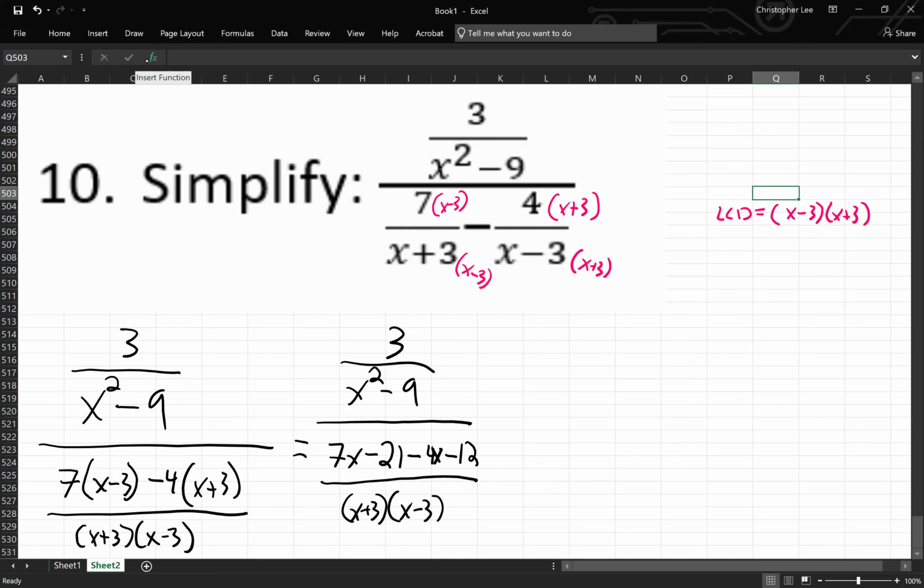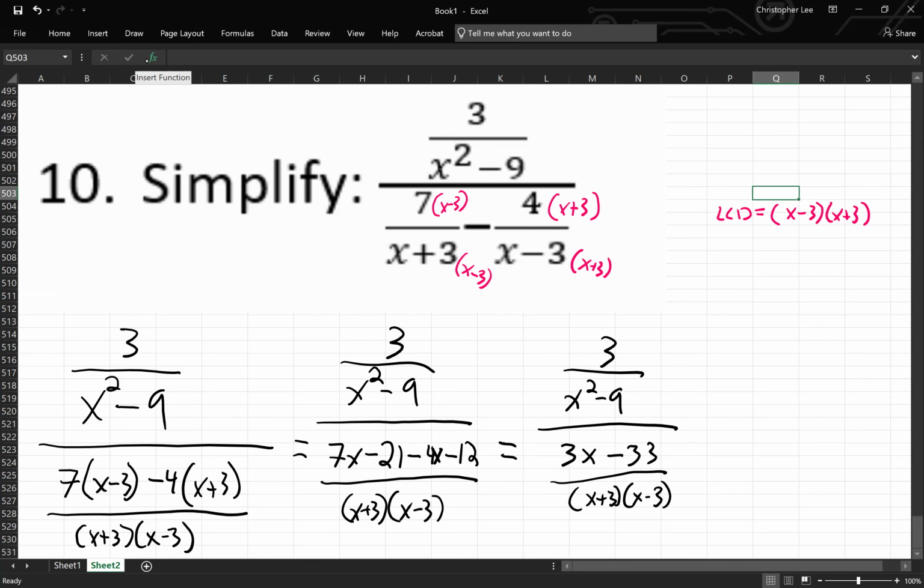Did I lose anybody, or are we all on the same page? We're good? All right, so now I want to combine like terms. That's a fancy way of saying that I'm going to add, all right? So this is 3 over x squared minus 9 over 7x minus 4x. What's that? 3x. Negative 21 minus 12. What's that? Like negative 33. All divided by the x plus 3, x minus 3.